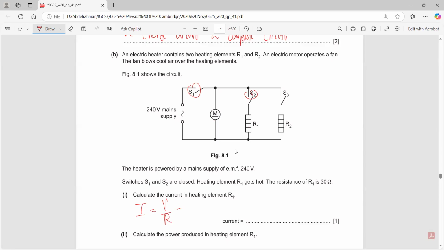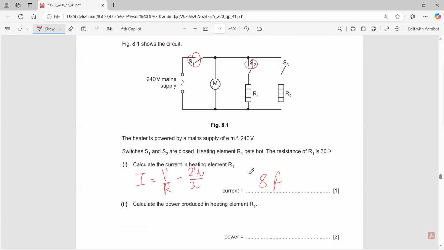V over R. What is the voltage? 240 volts. What is the resistance? 30 ohms, so the current is 8 amperes. Next question, can I find the power? Yes, I can find the power. Power equals IV. IV is 8 times 240, which is around 1900 watts.